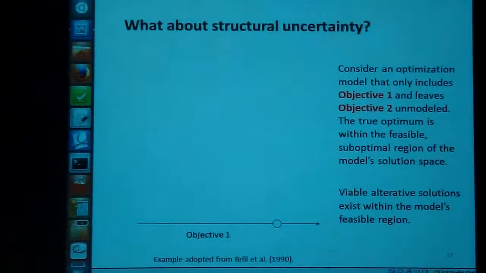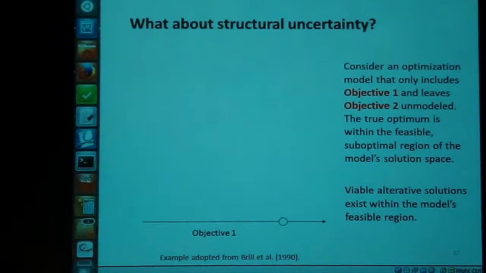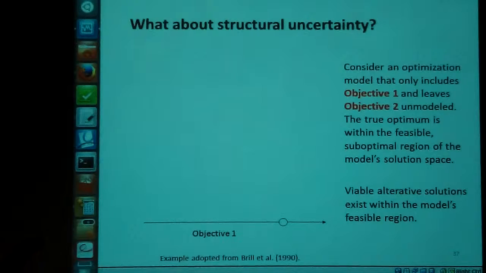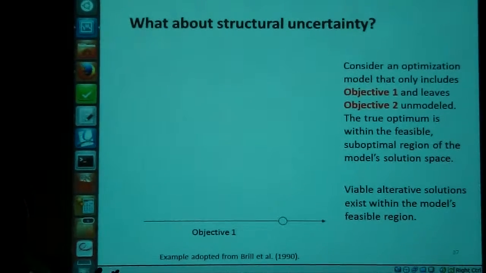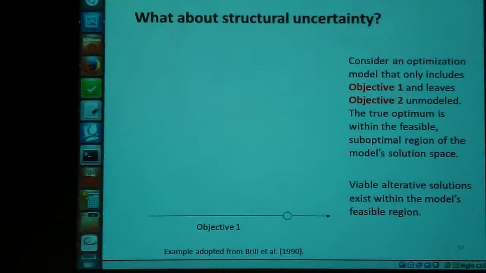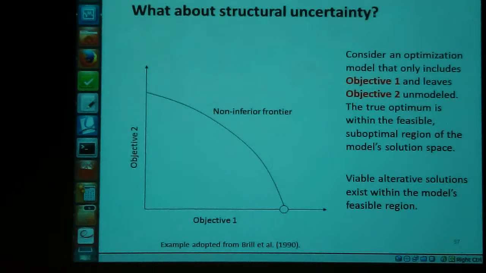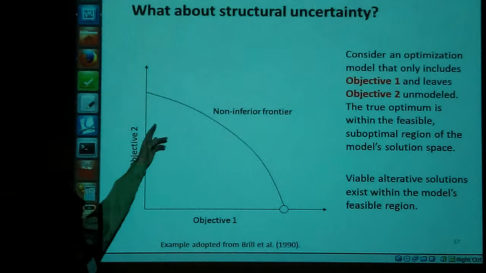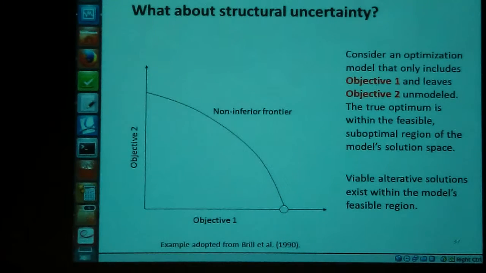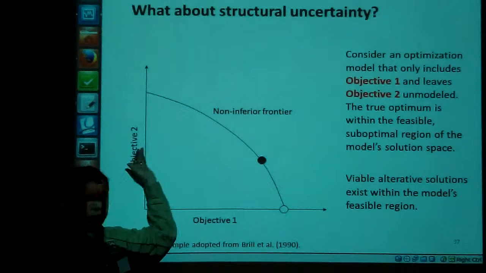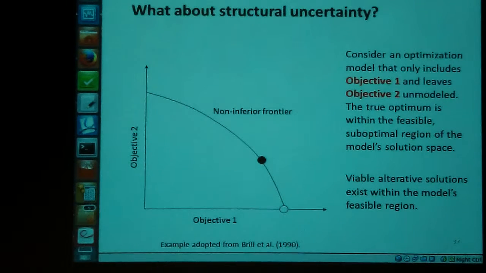That deals with parametric uncertainty. There's also structural uncertainty, which I haven't talked about. So if we have a single objective model, I solve it, I get an optimal result, right? Well, in the real world, we have multiple objectives, right? So let's say that I convert my one objective model into a two objective model, and I create this non-inferior frontier. And perhaps I decide that this is the best place to be, right? So this is the optimal solution when I change my single objective model to a dual objective model.